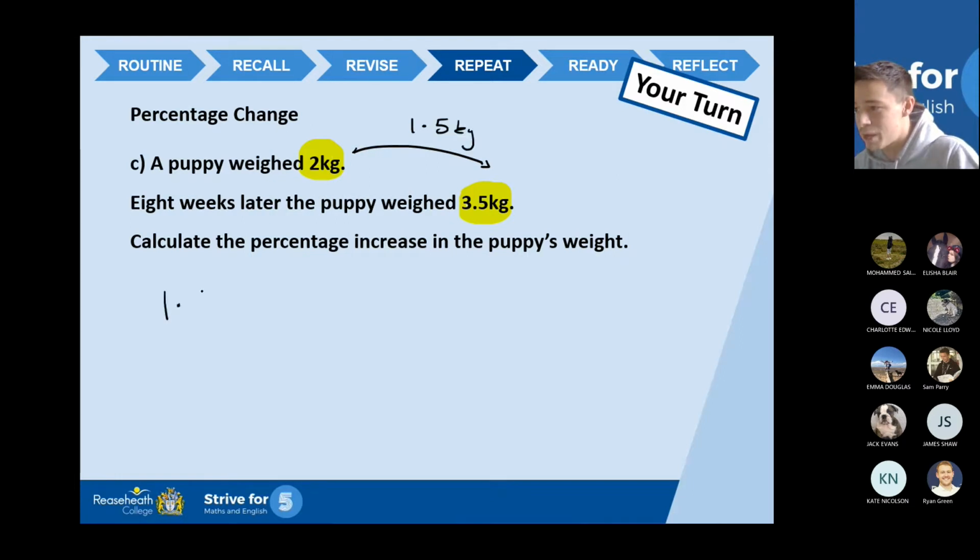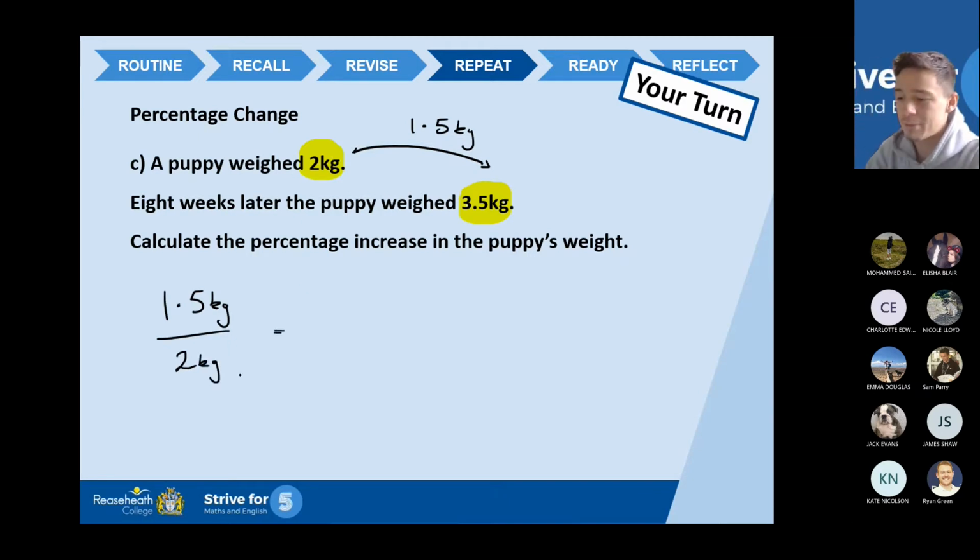So that's the difference between the two values. What is the original weight of the puppy? What was the original weight? 2 kilograms. Excellent. So I'm going to do 1.5, I'm going to divide it by 2. So once again, taking my time on my calculator, make sure I'm doing this properly. 1.5 divided by 2 gives me 0.75.